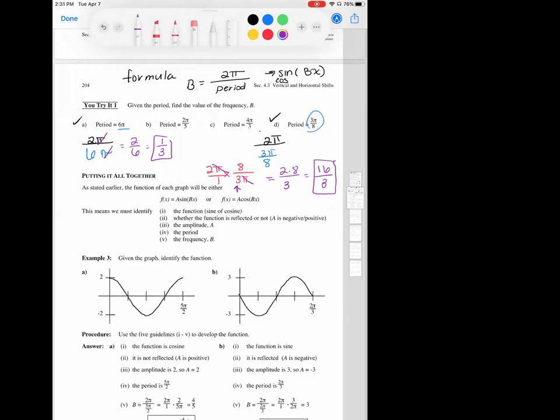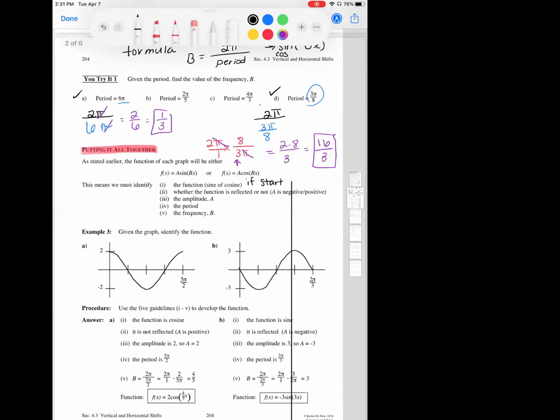Moving forward with putting it all together. As stated earlier, the function of the graph will either be a sine function or a cosine function. This means we must identify 1, the function, is it sine or cosine? And we know this, I'll write a little hint. We know this if it starts at 0 or not. So 0 being sine, not being cosine.